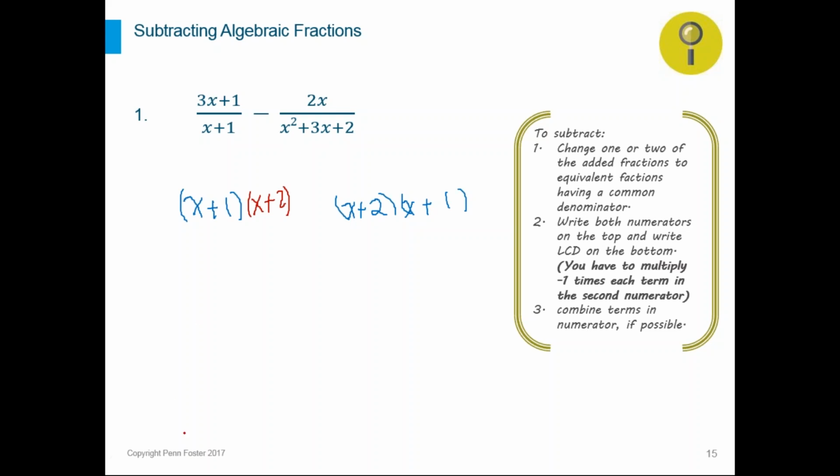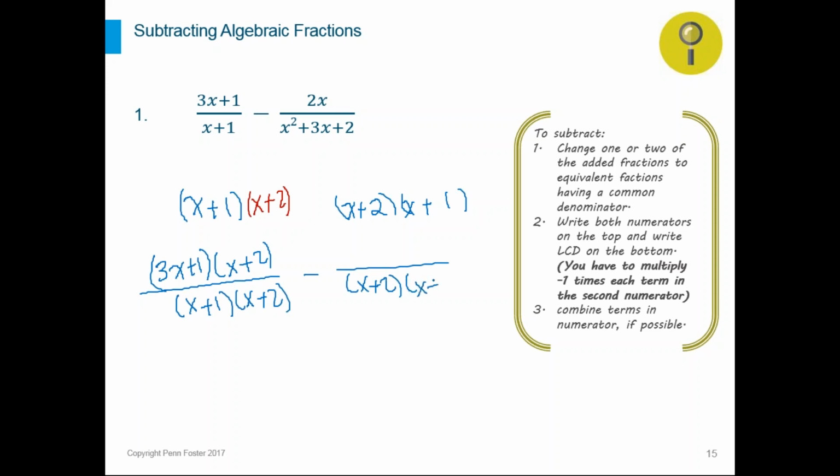So let's rewrite the fractions and try to subtract them. On the top we have 3x plus 1. We have to multiply the whole numerator times the factor, which is x plus 2. And then over our denominator, the LCD, x plus 1 times x plus 2. We still have to subtract, minus 2x over x plus 2 times x plus 1. On the top it's 2x. No factors were used in the second denominator, so we're going to keep the second fraction the same.